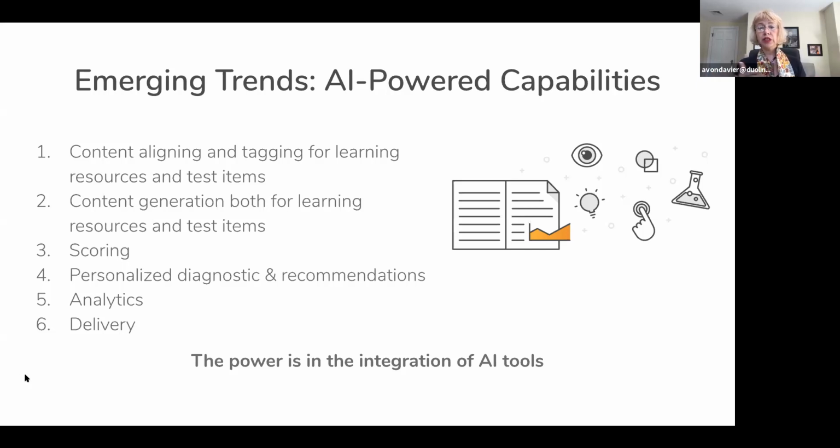Other tools that have been shown to be very useful are personalized diagnostic and recommendation engines. Obviously, analytics as automatic as possible, and John will talk about that today, and how the analytics can be useful. And delivery, of course, is also relevant. In the case of assessment, delivery could mean being able to deliver the test online and have it remote proctored. That's one feature of the delivery of an assessment that requires AI-powered algorithms and capabilities to ensure security of the test and the validity of the test.